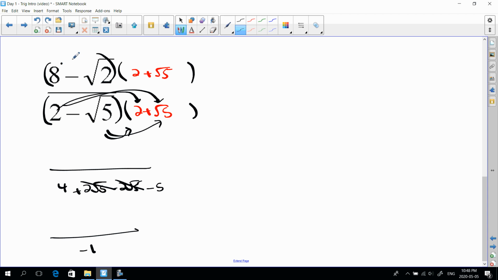Okay, up top, 8 times 2 is 16. 8 times root 5 is 8 root 5. Negative root 2 times 2 is negative 2 root 2. And that gives me negative root 10. Okay.